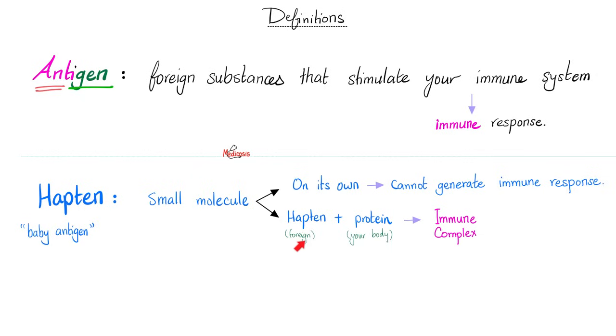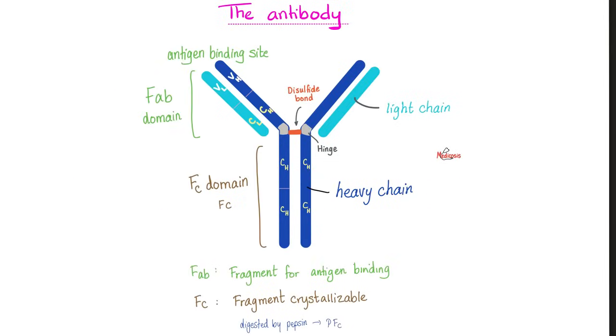But a hapten, which is an outsider, plus a protein, which is part of your body, will make an immune complex that can generate immune response. Let's talk about the antibody. Who secretes the antibody? The plasma cell. Where did it come from? From the B lymphocyte. Where did the B lymphocyte come from? From lymphoid stem cells in the bone marrow.